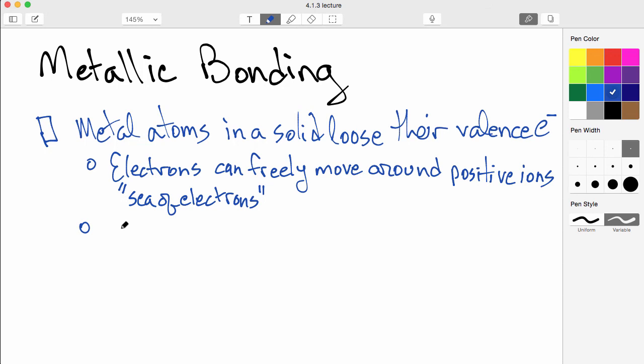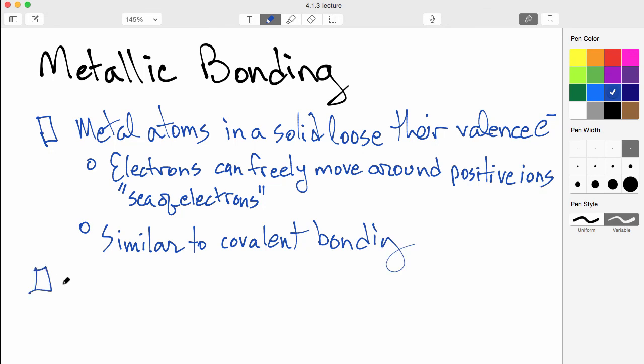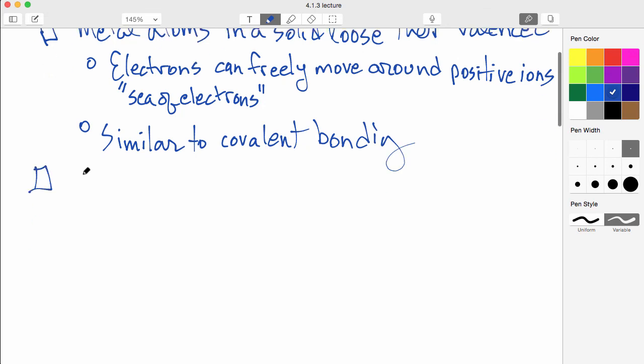All right, and this is actually similar to covalent bonding because the electrons are shared by two or more atoms. But of course, it's different because the electrons can freely move around beyond just the two that might be in a covalent bond. And as we well know, metals are good conductors of heat and electricity in general.